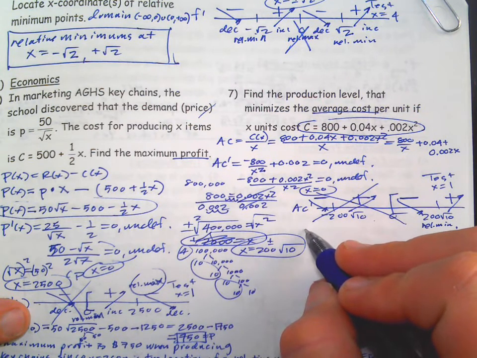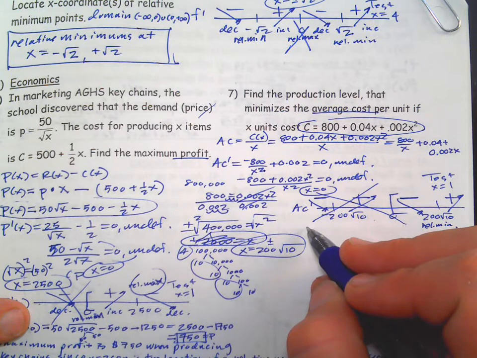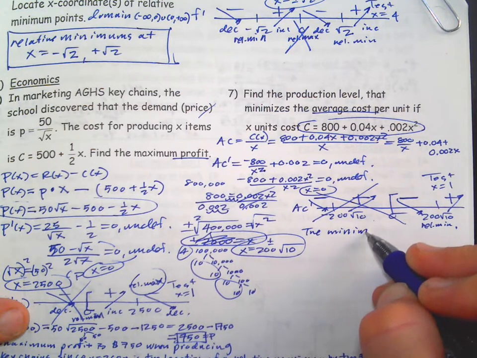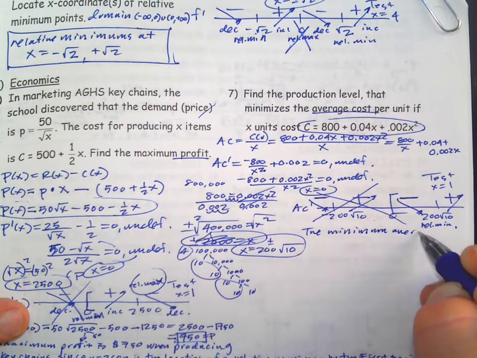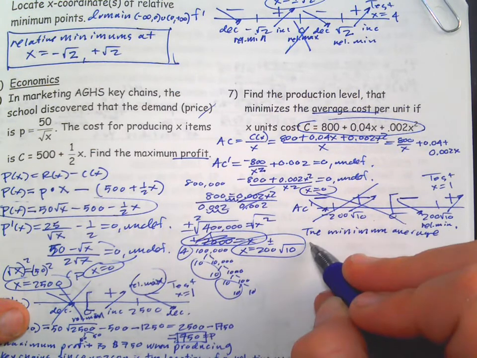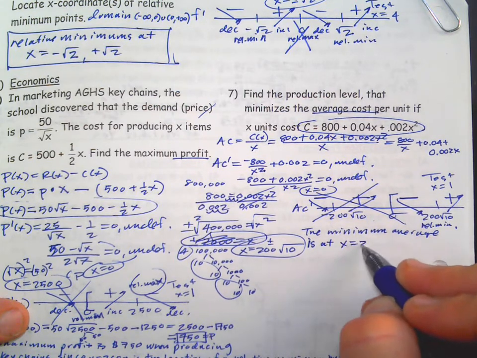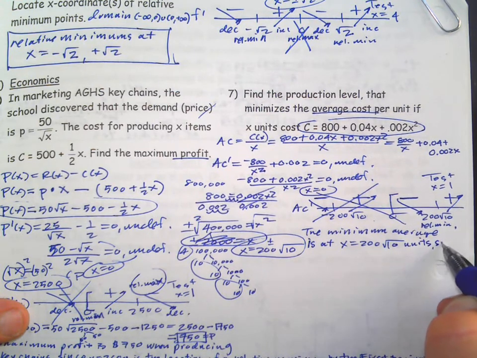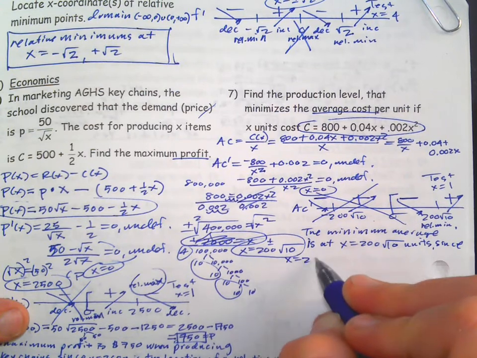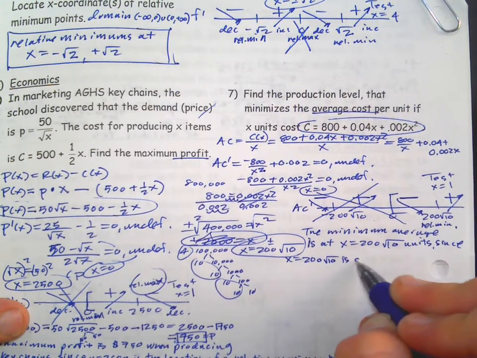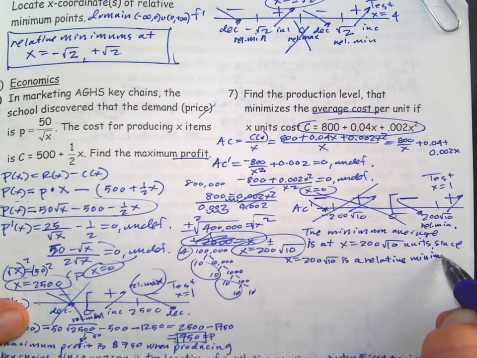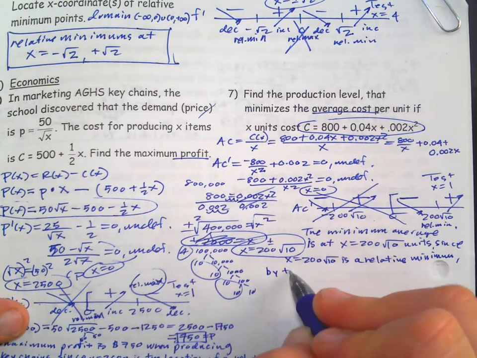We say the minimum average cost is at x equals 200 root 10 units, since x equals 200 root 10 is a relative minimum by the first derivative test.